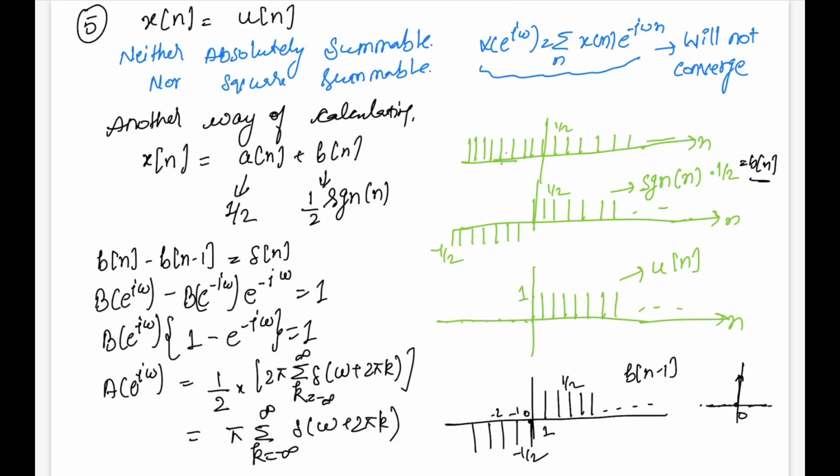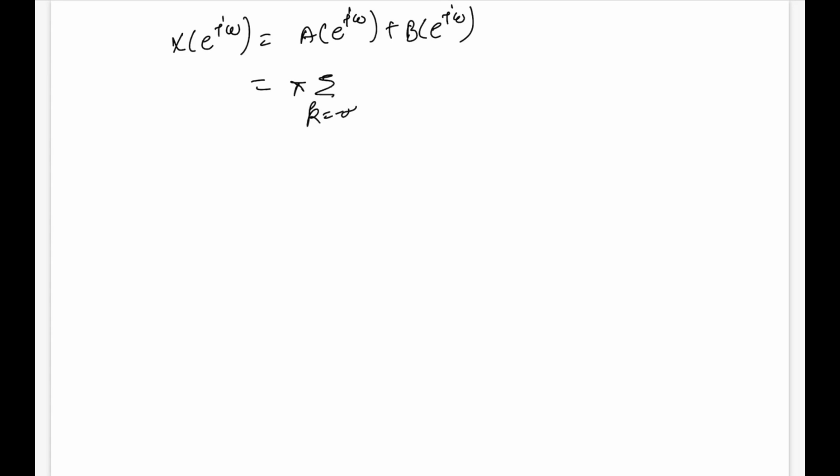Okay, and finally we can write X(e^{jω}) equals A(e^{jω}) plus B(e^{jω}). Okay, so A(e^{jω}) is π times the summation over k of δ(ω plus 2πk), and B(e^{jω}) is 1 upon 1 minus e to the minus jω. So this is the Fourier transform of the unit step function.